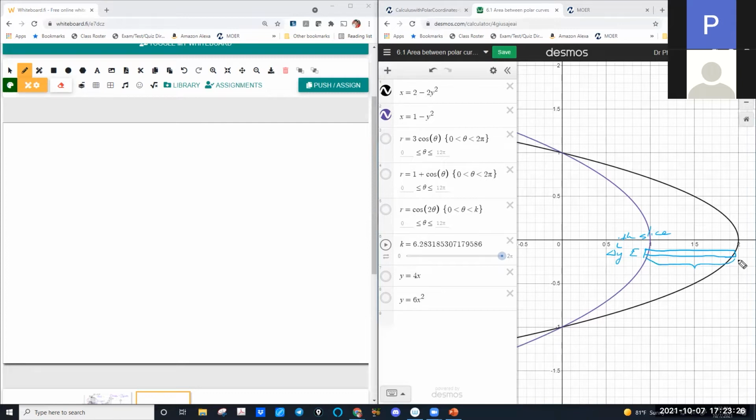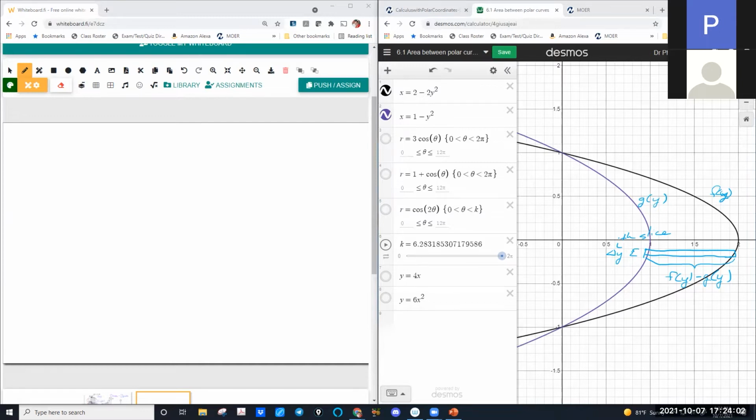The width is going to come from this guy minus this guy. So if we call the black function f of y, and the purple one g of y, well, this one is larger. So f of y minus g of y is going to be the width. So when you're doing it in terms of y, you do right minus left. And that works perfectly here because we have a clear right and a clear left.